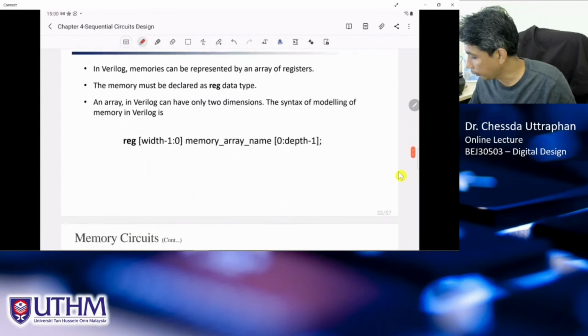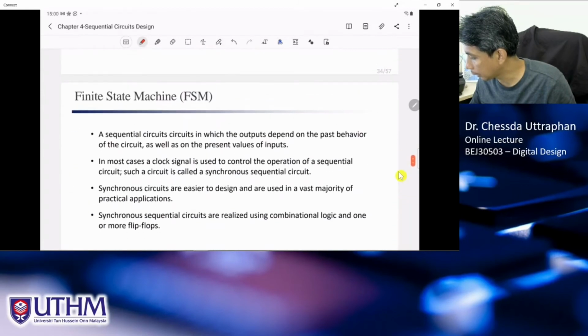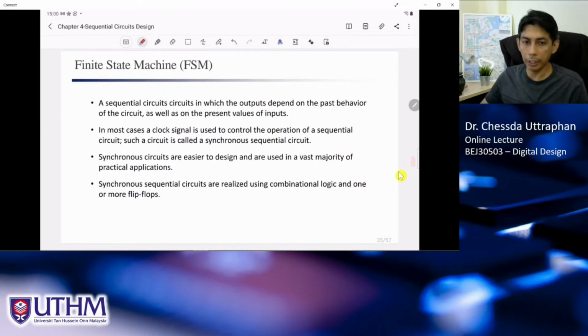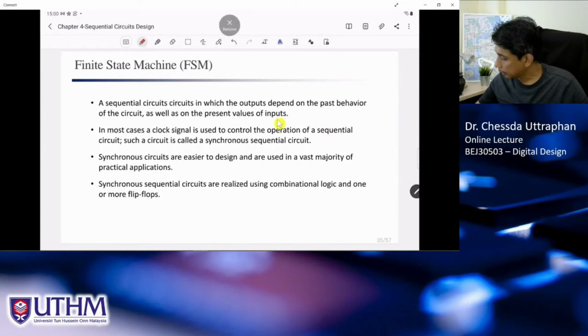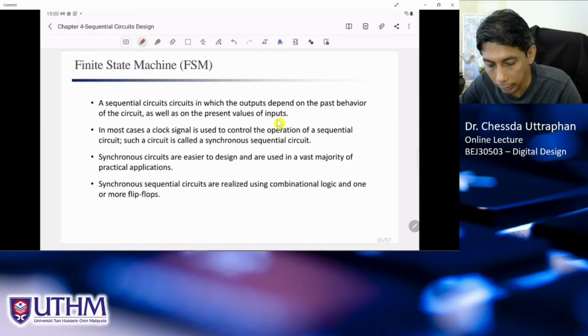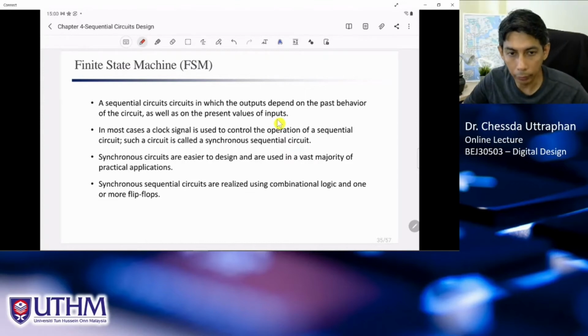So if no question, we will go to the next subtopic. This is the finite state machine. Now we will look at a more advanced sequential circuit, which is very useful and very important in digital systems.